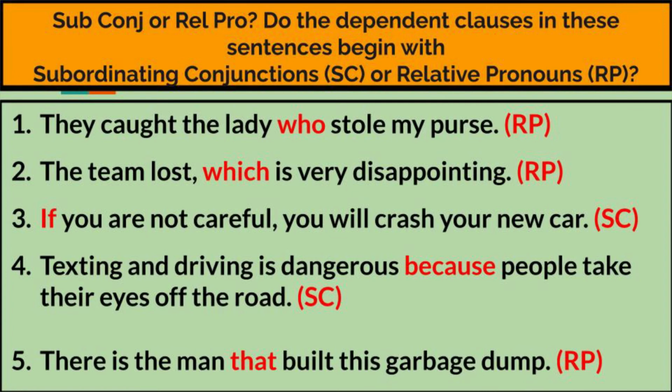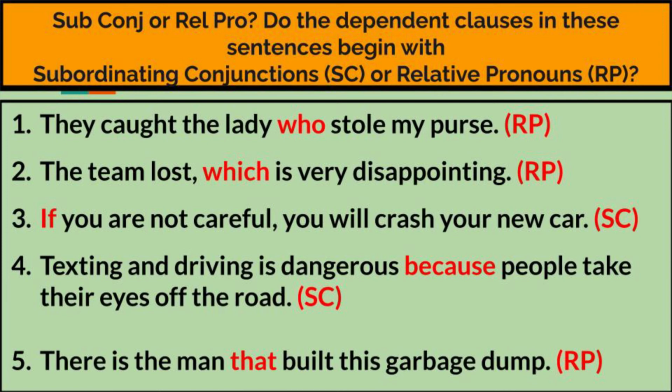So class, let's see how you did. In each of these sentences, I have highlighted a word that was either a subordinating conjunction or a relative pronoun. Let's look and see if your answers match mine. In sentence number 1, I highlighted the word who. They caught the lady who stole my purse. If you said that's a relative pronoun, you're right. In sentence number 2, I highlighted the word which. The team lost, which is very disappointing. If you said that the word which is a relative pronoun, you got it right.